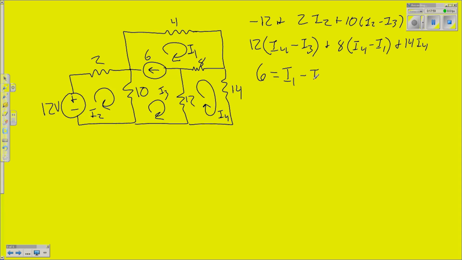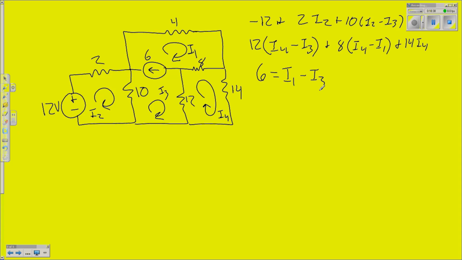Now why did I do it I1 minus I3 and not I3 minus I1? Well, if we look at how our meshes are set up, I1 is going clockwise just like I3. But along that branch, I1 is facing in the same direction as that current source, whereas I3 is facing in the opposite direction. And we know when you have it going in the same direction, we're going to add it, and when we need to go in the opposite direction, just flip the sign. So in this case, I3 is negative, whereas I1 is positive.